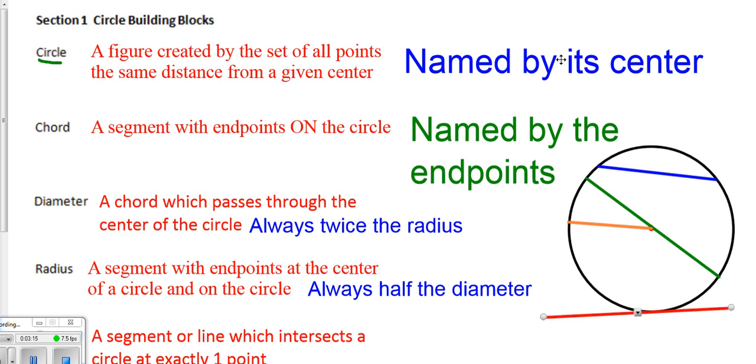One thing about circles, we always name them by their center. So if I called this center point here C, we would call it circle C. All of these other pieces, the chords, we name them by the endpoints. So if this was A, this was B, we'd call it diameter AB. If this one here, we called it H, we'd call this radius CH or HC, either way.